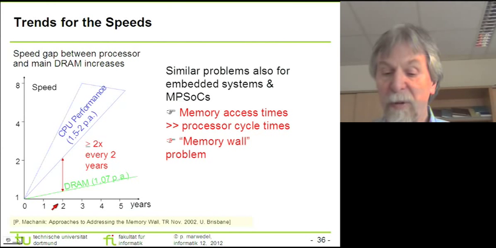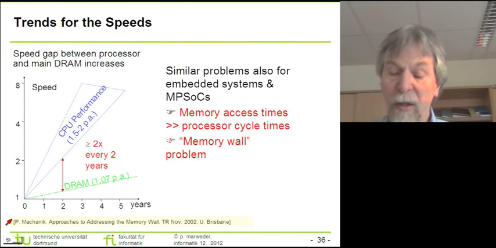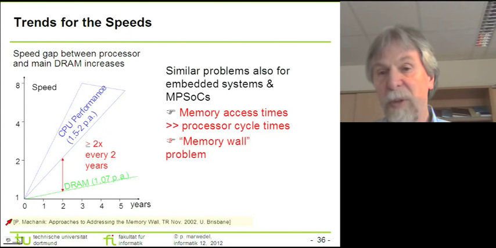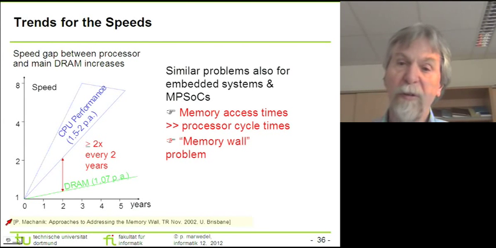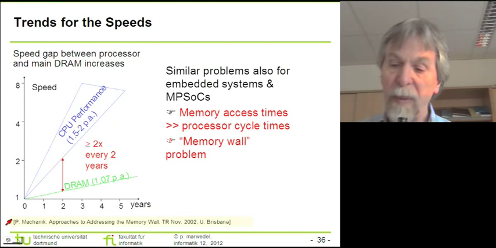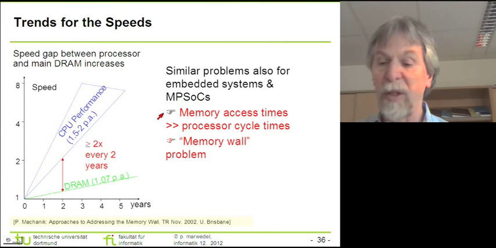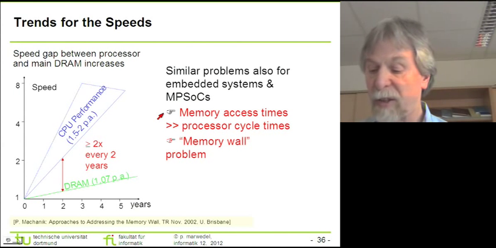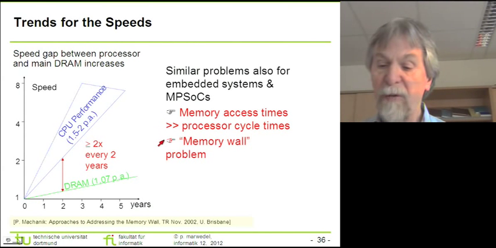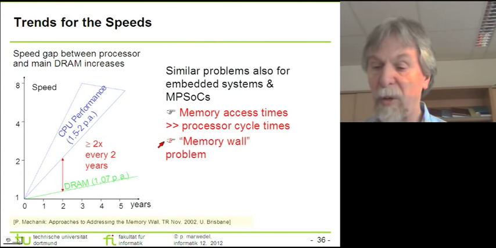Now, this was an observation that was made for standard PC-like applications. It could be different for MPSoCs, where the memories and the processors are implemented on the same chip. However, it can be observed that also for MPSoCs we do have the same problem. The memory access times are becoming a lot larger than the processor cycle times, and therefore we have to cope with the so-called memory wall problem.